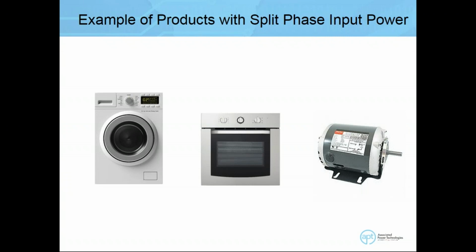There's also split phase motor. These motors are more efficient because the voltage is much higher. They're able to perform much higher functions when you have split phase input power.